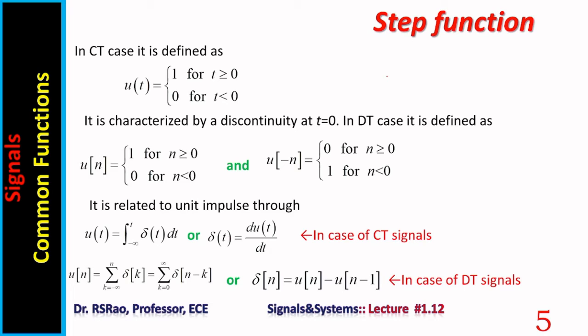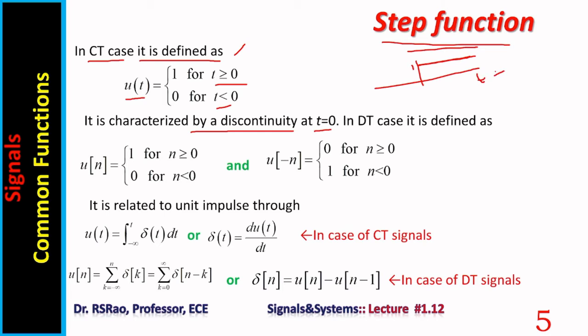After having some idea regarding the impulse function, now we move to another important function or signal. It is the step function. It is indicated by u. It also has two versions, CT version and DT version. First we consider the CT version. In the CT case, the unit step is defined as u of t is 1 for t more than or equal to 0. It is 0 for t less than 0. Notice it is characterized by a discontinuity at t equal to 0. In fact, it appears like this. It is 1 for t positive. It is 0 for t less than 0.